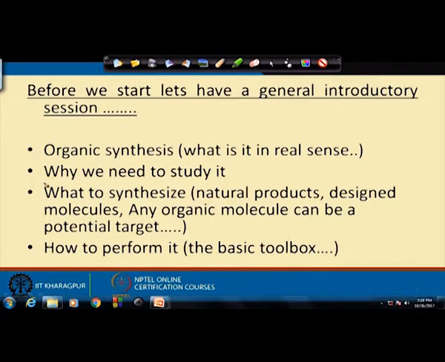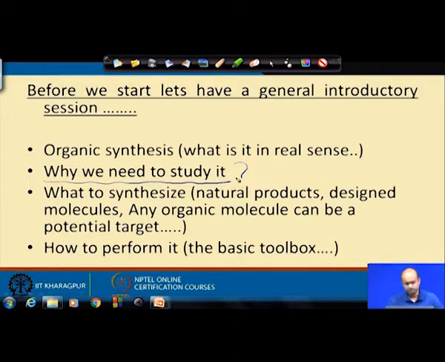Now, why do we need to study organic synthesis? This is the prime question before we go to study in detail: why is organic synthesis required? As I said, organic synthesis is one of the core disciplines in the field of organic chemistry and medicinal chemistry. So, our society demands that you should make organic molecules.